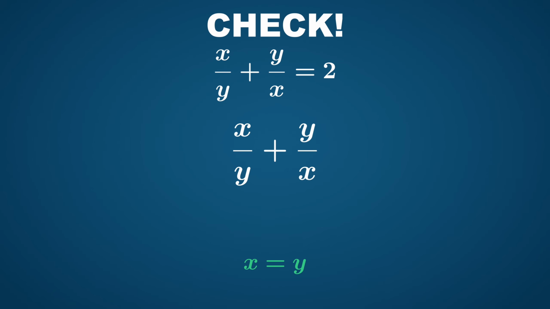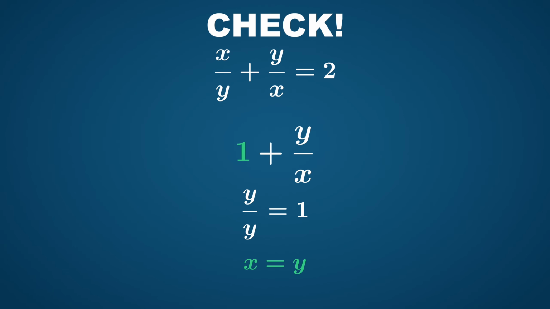The first term is x divided by y. Replacing x with y makes it y divided by y. Any non-zero number divided by itself equals 1. The first term simplifies to 1. The second term is y divided by x. Replacing x with y makes it y divided by y, which also simplifies to 1.